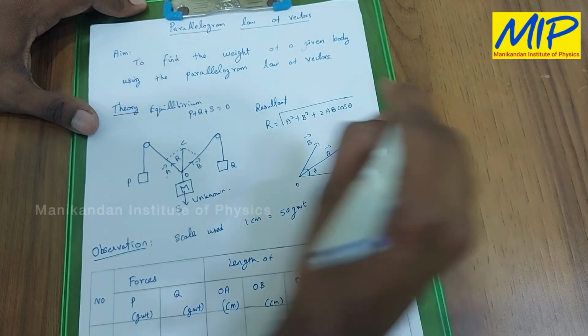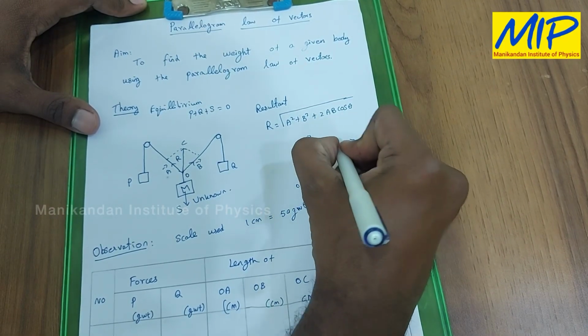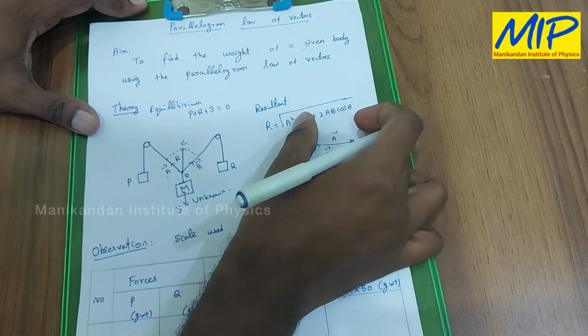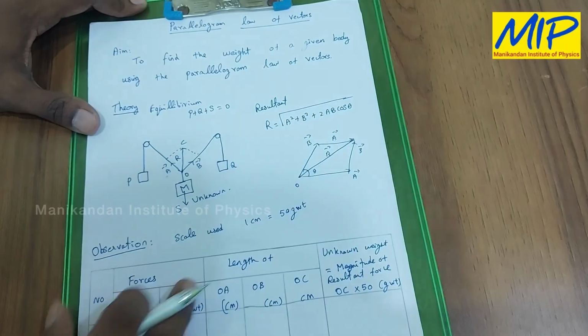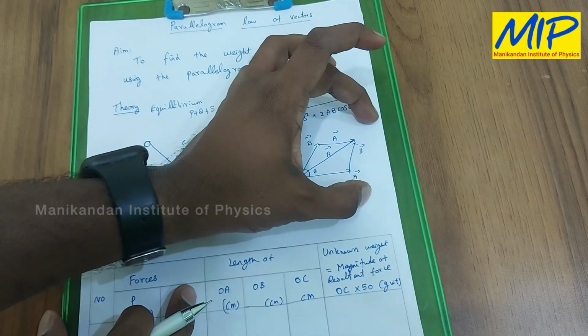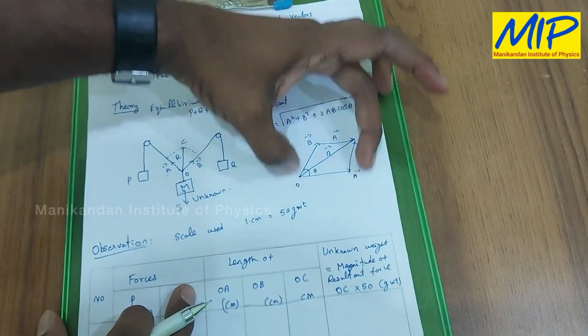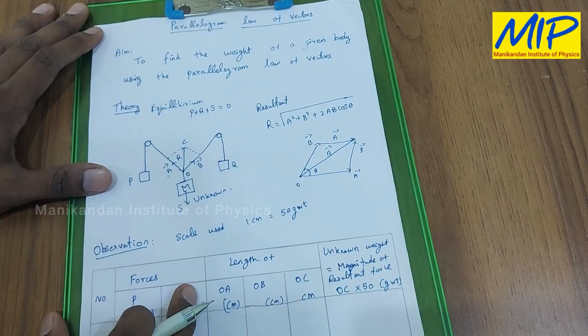This is my B vector, same magnitude in the same direction, and this is my A vector, where this is parallel to this, same magnitude and same direction. So this is called your parallelogram of vectors. This B vector is parallel to this with the same magnitude, and this A vector is parallel to this with the same magnitude.